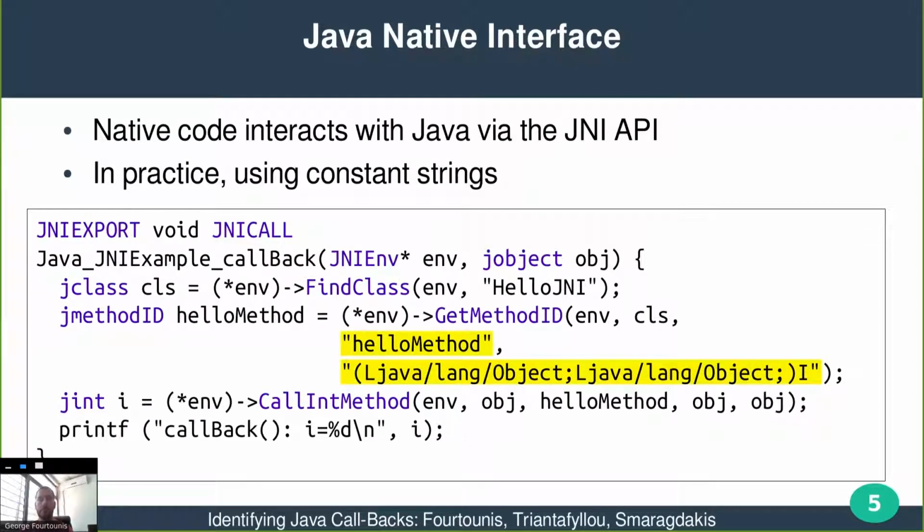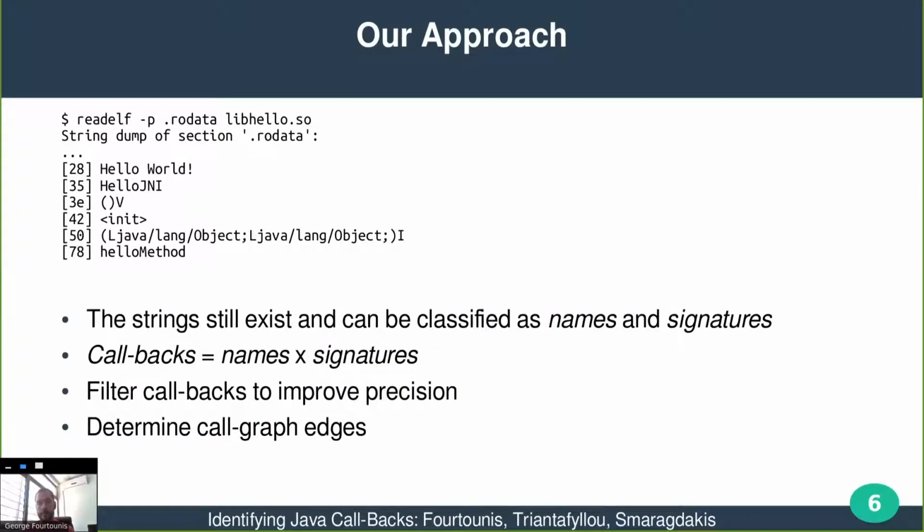We have found that usually strings are used here, and constant strings in particular. These strings exist even in the compiled form of the library. So if we take the compiled library and run a tool to find the strings, we'll find them, and we can classify these strings as either names or signatures. Our key insight is that forming a product of these names times the signatures will give us a superset of the callbacks, and then we only have to filter that set to improve precision and be smart about the actual results used.